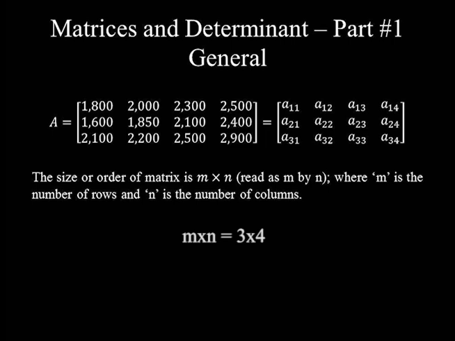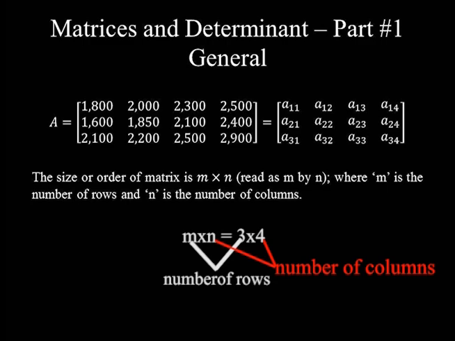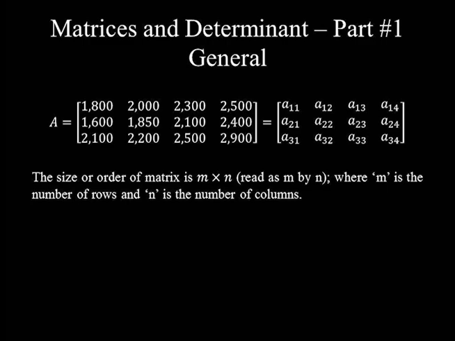It's simple to discern the order of a given matrix because what's expected from us is just to count the total number of rows and the total number of columns and then write them in the form: the total number of rows, that's M, cross the total number of columns, that's N. Bear in mind, what's coming first is the total number of rows, and second is the total number of columns, but not vice versa.